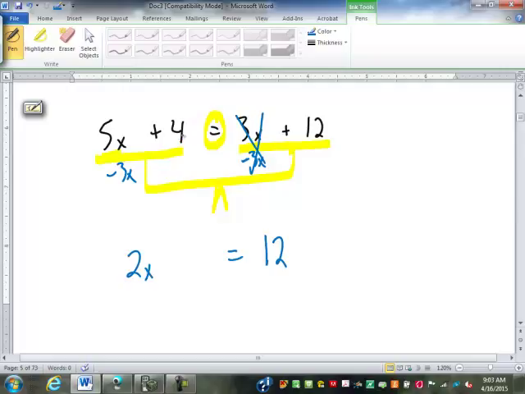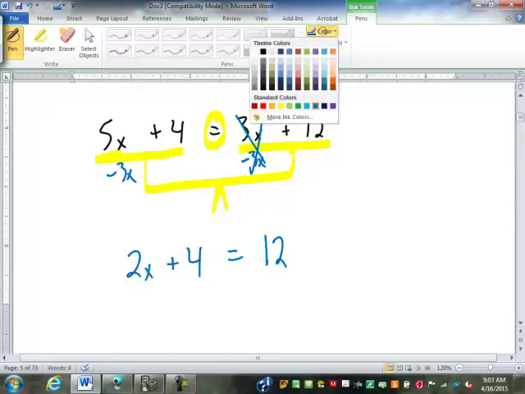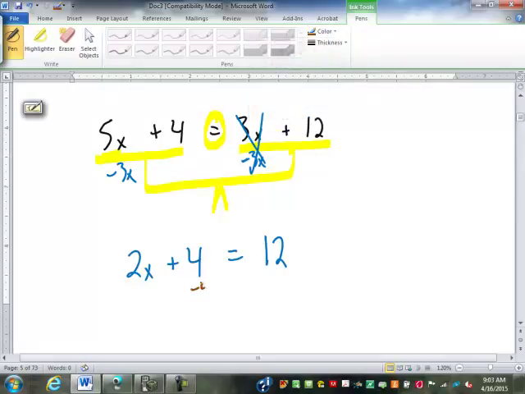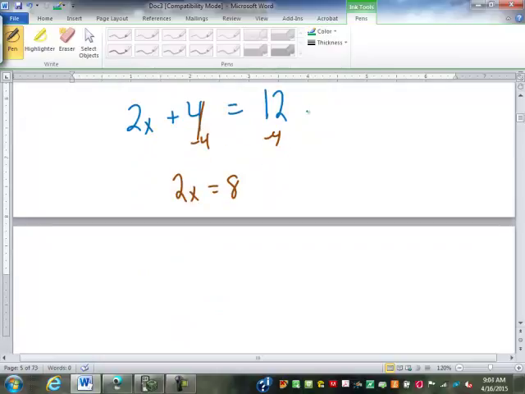Why didn't I take it away from the 4? Because the 4 isn't an x. We can only take it away from other x's. So if 2x plus 4 equals 12, and then subtract 4, 2x equals 8, and you are correct. We divide by 2.